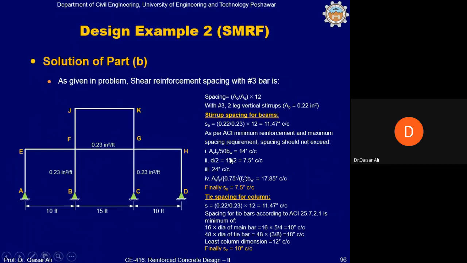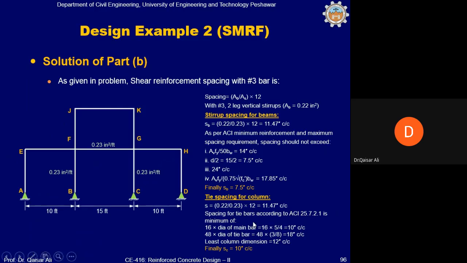From the gravity load requirement, Av fy divided by 50 bw, d by 2, and 24 inch. In this, the minimum stirrup spacing comes out to be 7.5 inch center to center. This spacing shall now be checked against the requirement of the SMRF in the next slides.